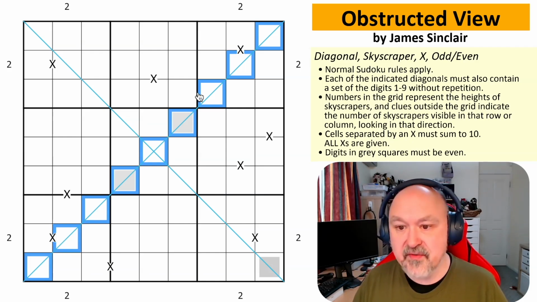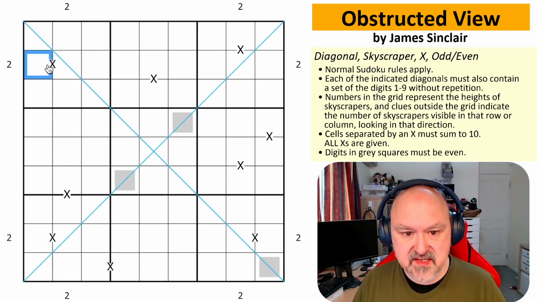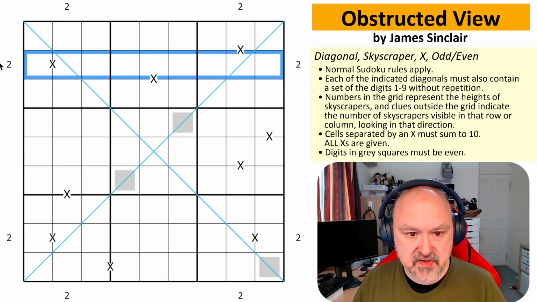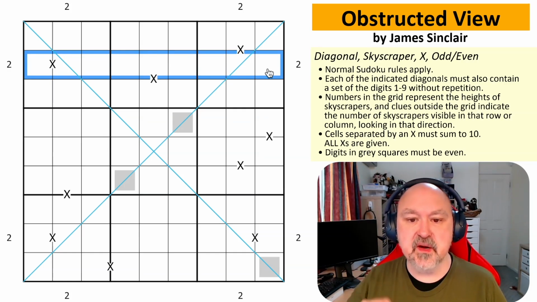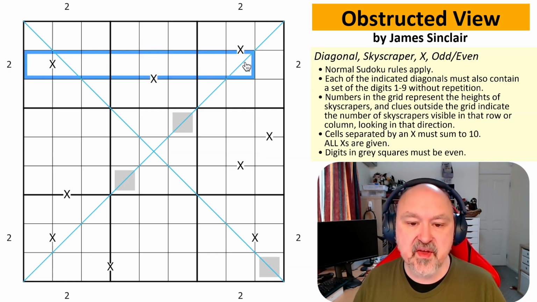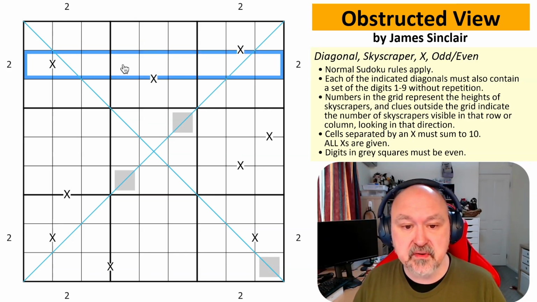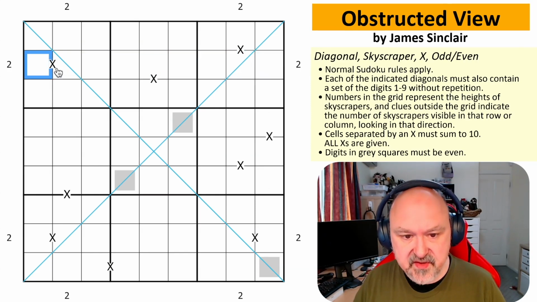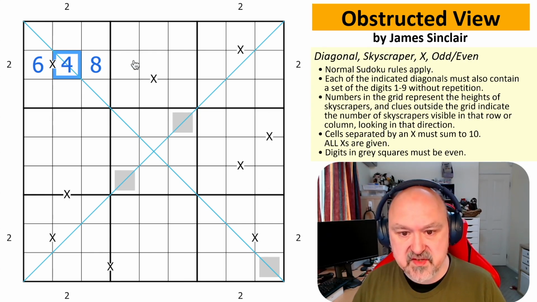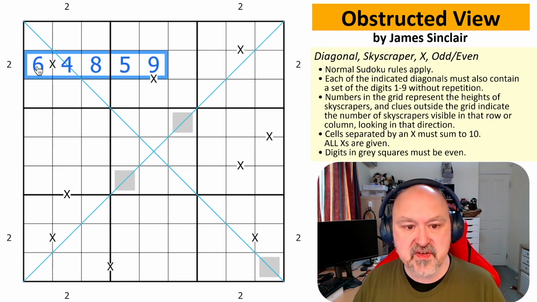So that's cool. We've got skyscraper clues, and that's the digits outside the grid. So what that means is when you look at a line, I'm using this 2 here as an example. When you look along a line, the digits placed in this row, if you think of them as buildings of the height of the digit that they are, you will see 2 buildings in this direction. So for example, if this was a 6 and this was a 4 and this was an 8 and this was a 5 and this was a 9, then what this clue would need to be is 3, because you see a height 6 building.